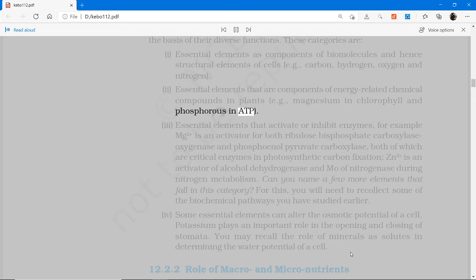3. Essential elements that activate or inhibit enzymes, for example Mg2+ is an activator for both ribulose bisphosphate carboxylase oxygenase and phosphoenol pyruvate carboxylase, both of which are critical enzymes in photosynthetic carbon fixation. Zn2+ is an activator of alcohol dehydrogenase and Mo of nitrogenase during nitrogen metabolism. Can you name a few more elements that fall in this category? For this, you will need to recollect some of the biochemical pathways you have studied earlier.